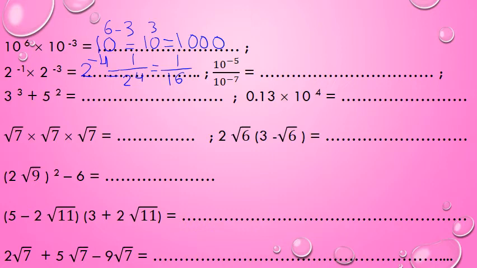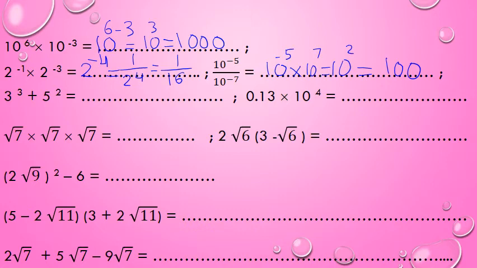Dana, 10 to the power minus 5 over 10 to the power minus 7. That is 10 to the power minus 5 times 10 to the power 7. The base is the same, equal 10. 7 minus 5 is 2, equal to 10 squared. What is 10 squared? It is 100, yes.